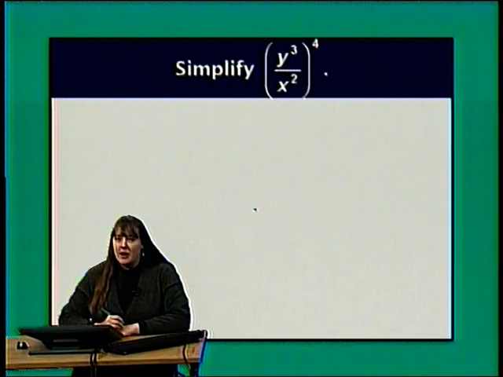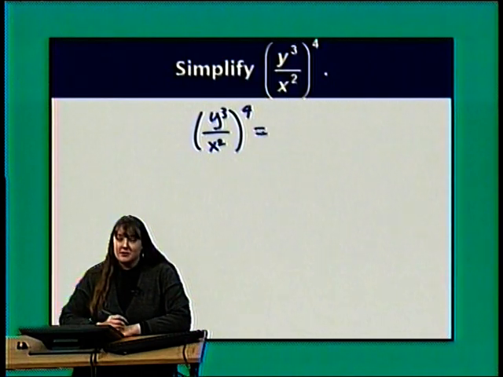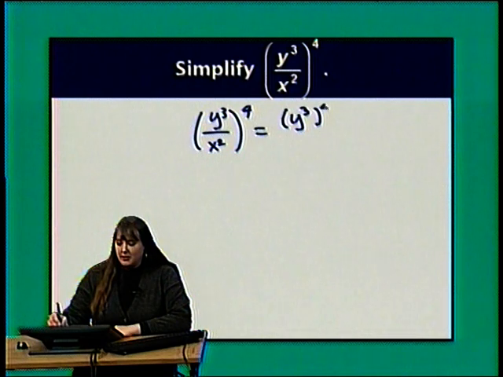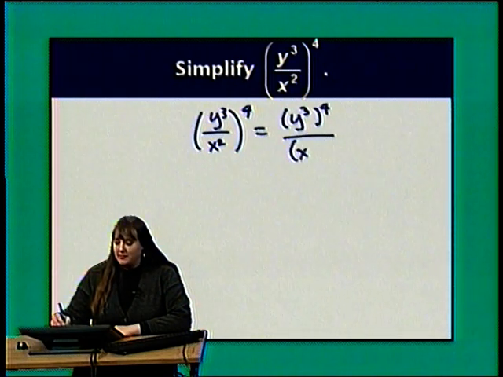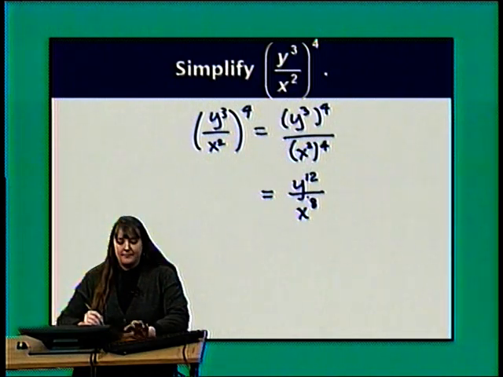Now let's simplify y cubed over x squared to the 4th power. Since the quotients to powers rule tells us essentially that exponent distributes over division, we can distribute the exponent of 4 to the numerator and to the denominator. Now we can apply our powers to powers rule, which tells us to multiply the exponents. So y to the 3 times 4 would be y to the 12th, and x to the 2 times 4 would be x to the 8th.